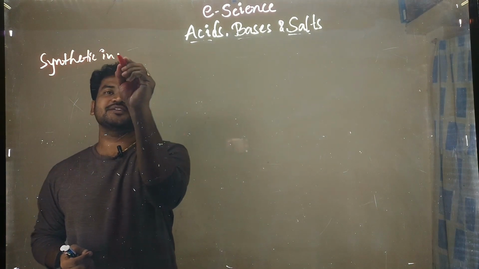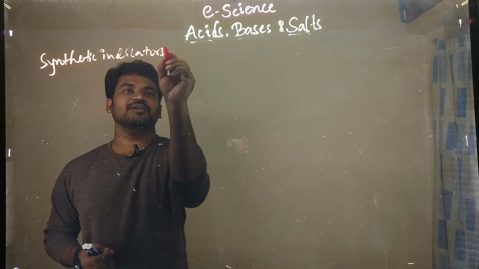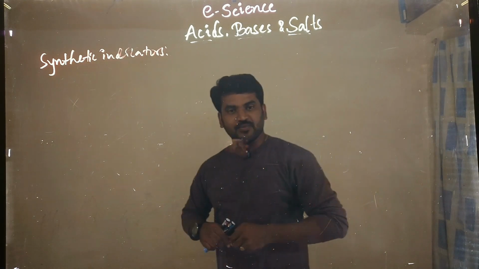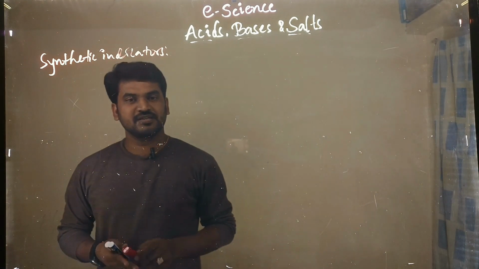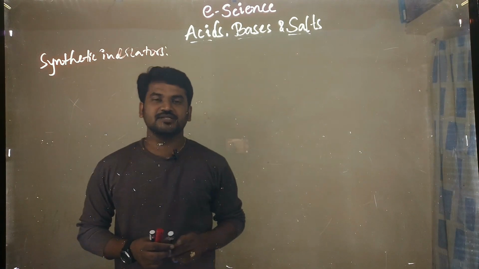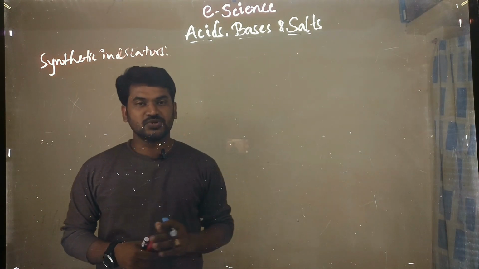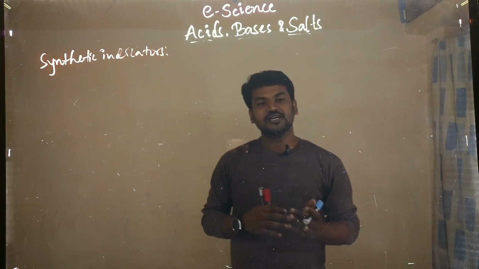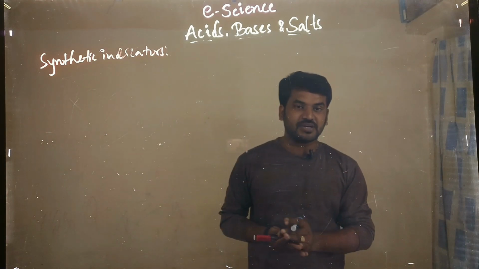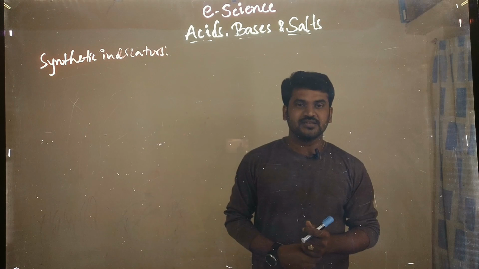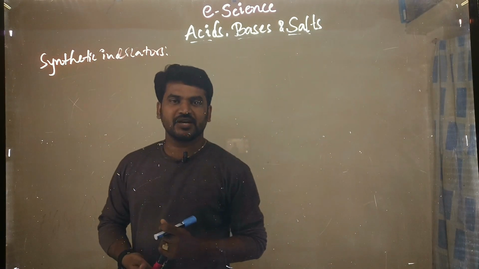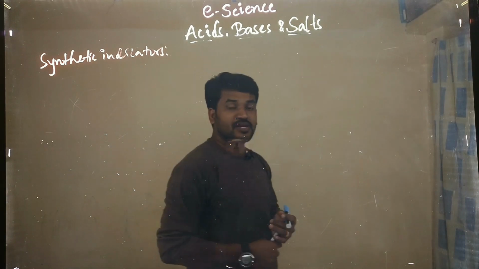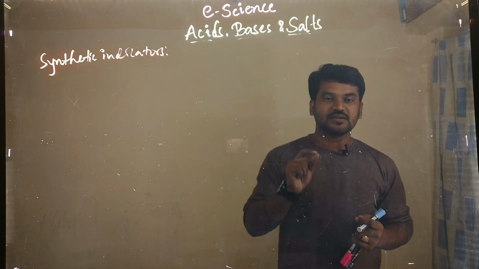Synthetic indicators, right? So what is meant by indicator? Already we discussed yesterday, right? Indicator is a compound which shows a change in the color or smell. Okay, so if the indicator is prepared artificially by using chemicals, that is called a synthetic indicator. If the indicators are available naturally, they are called natural indicators, that we have discussed, right? So synthetic indicators means indicators which are prepared by chemicals, right?